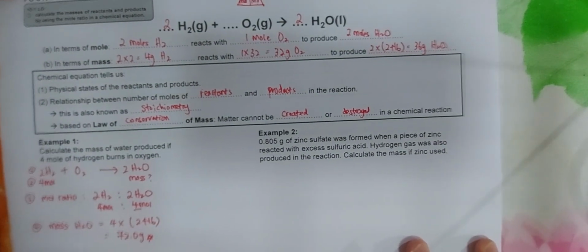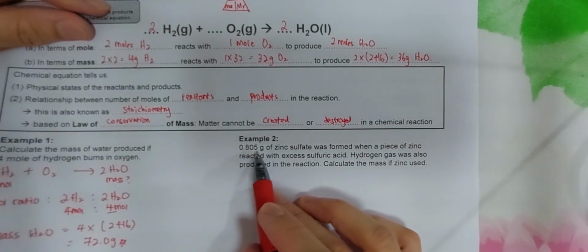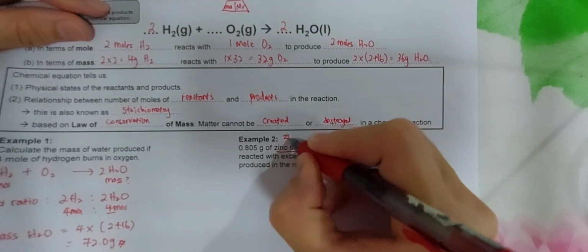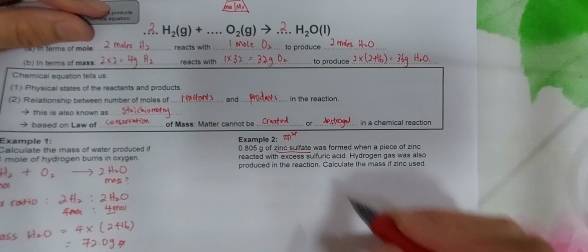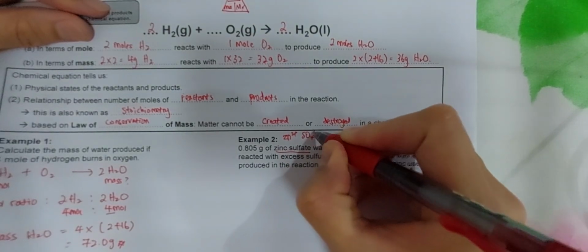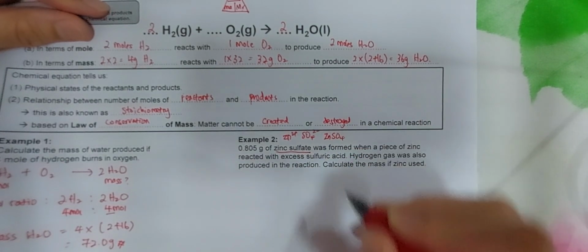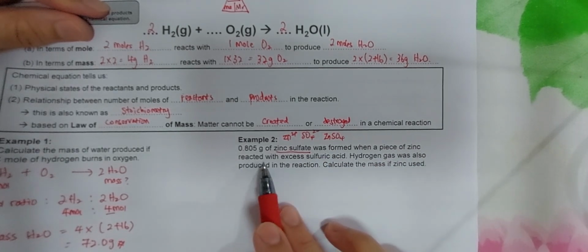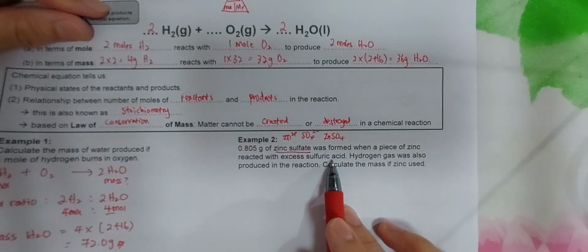Okay, let's look at example 2. You have 0.805 gram of zinc sulfate. So zinc sulfate, what's the chemical formula? This is an ionic compound, metal and non-metal: zinc ion, Zn2+, sulfate, SO4 2-. So zinc sulfate would be ZnSO4. It was formed, so zinc sulfate is the product. When a piece of zinc reacted with excess sulfuric acid, so zinc and sulfuric acid are the reactants.